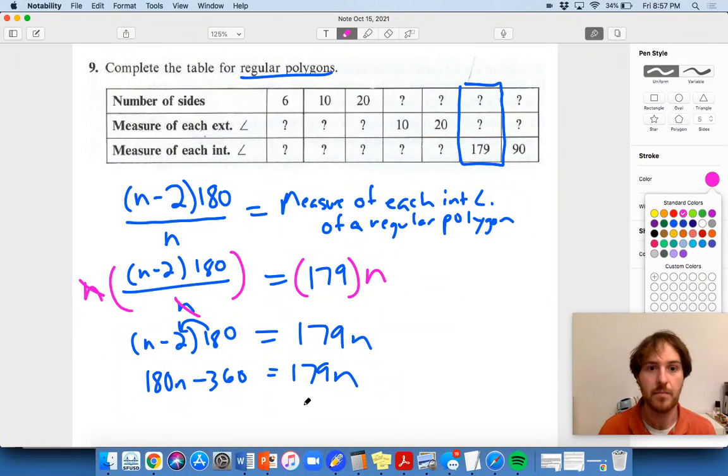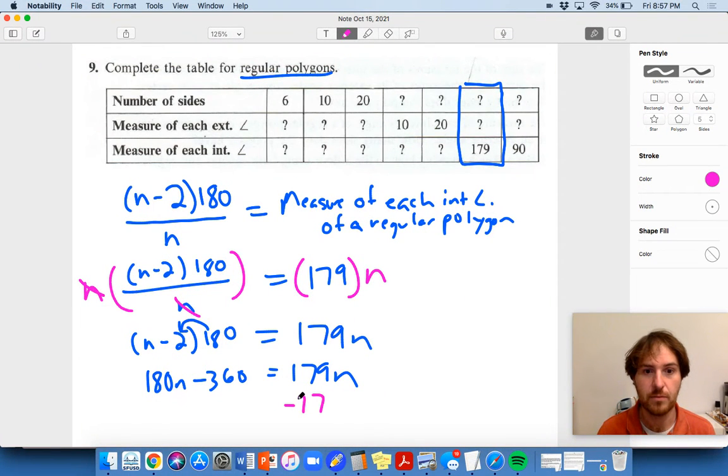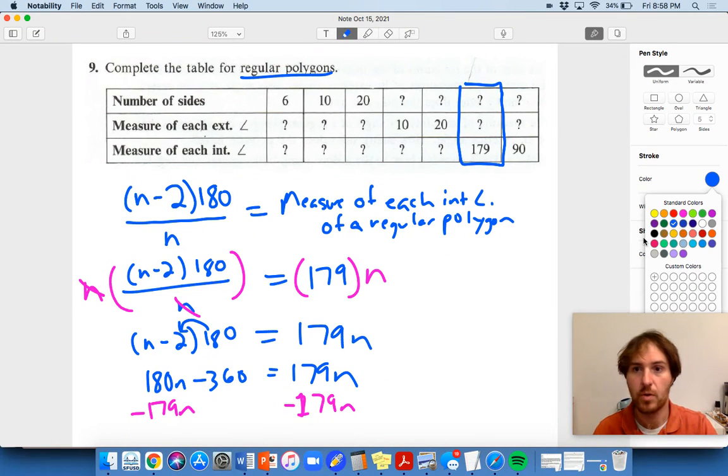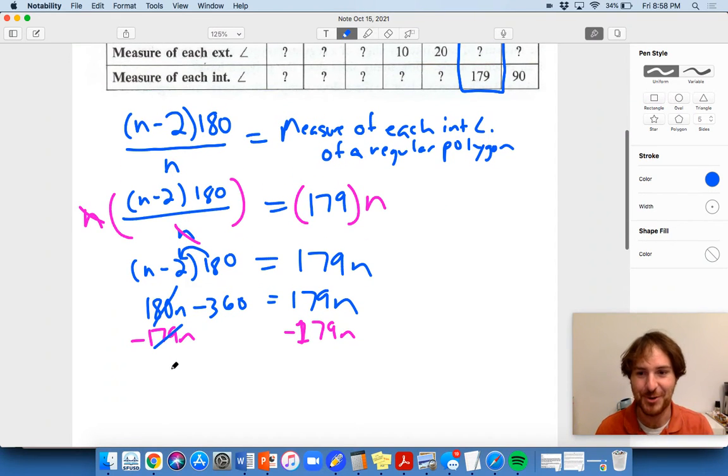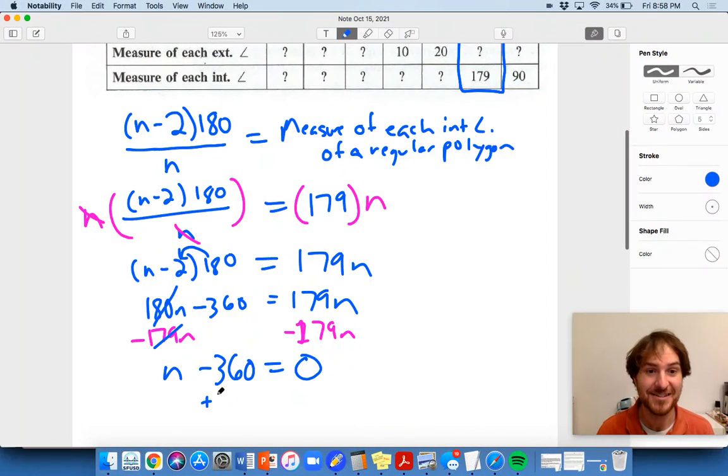So I'm going to subtract 179n from both sides, and I'm going to get 180 minus 179, which would just equal n. 180 n's, take away 179 of them, I have one n left. So n minus 360 would equal 0 here. Then I add 360 to both sides.